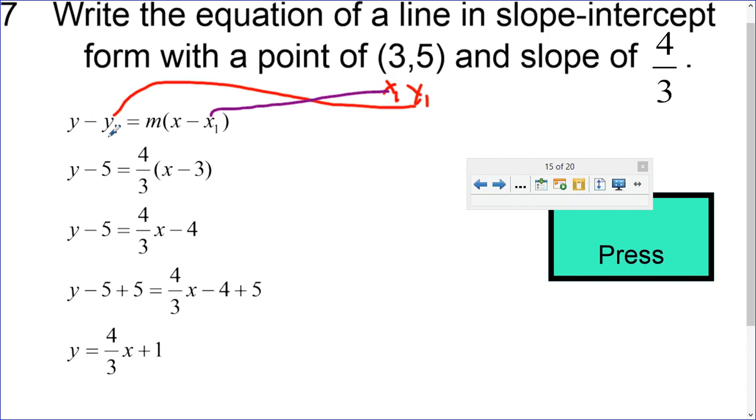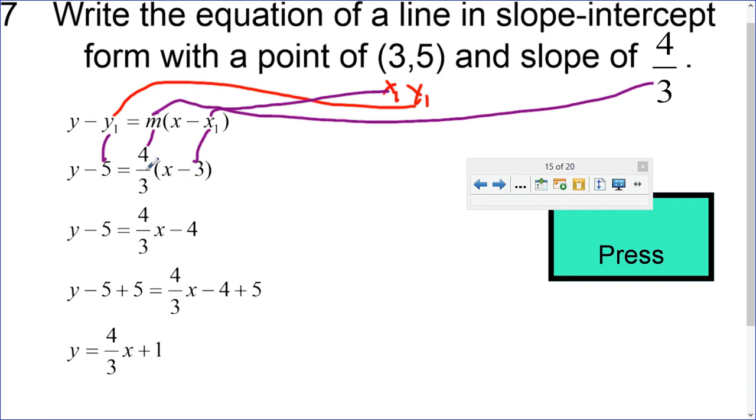So if we continue to substitute, we have y minus 5. And remember, where did the 5 come from? The y1 was 5. And we substituted our slope, and if you recall, the slope was 4/3. And we substituted the slope 4/3, and the x we substituted for 3. Keeping in mind there is a minus sign in between both y values and between both x values.